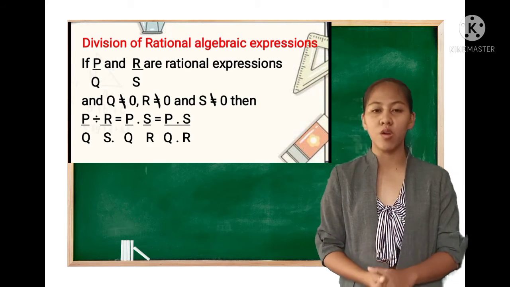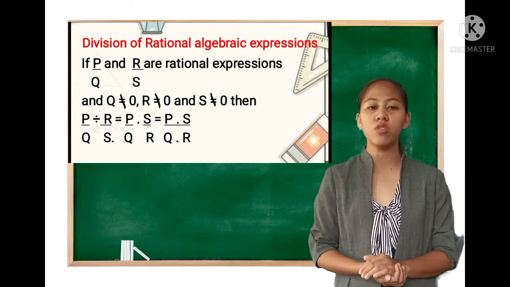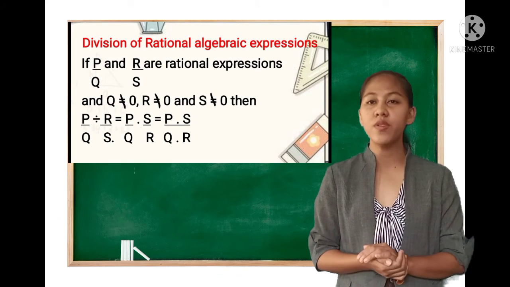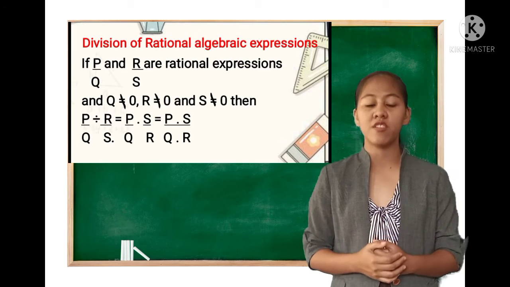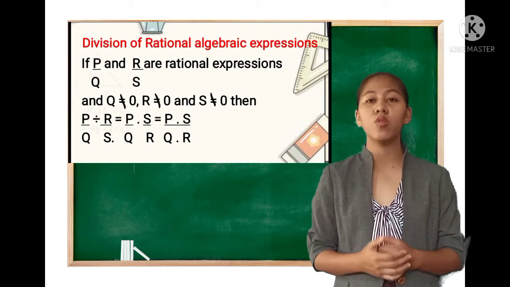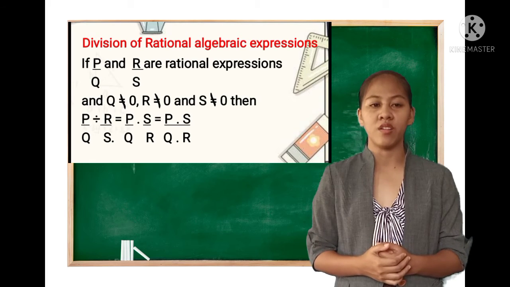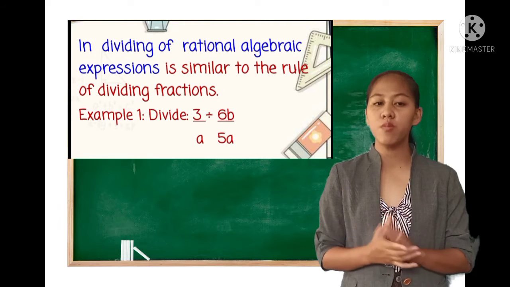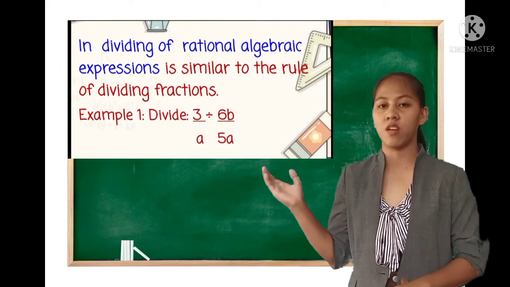is not equal to 0, r is not equal to 0, and s is not equal to 0, then p over q divided by r over s is equal to p over q times s over r, which equals p times s over q times r. The rule of dividing rational expressions is similar to the rule of dividing fractions. So here's the example.